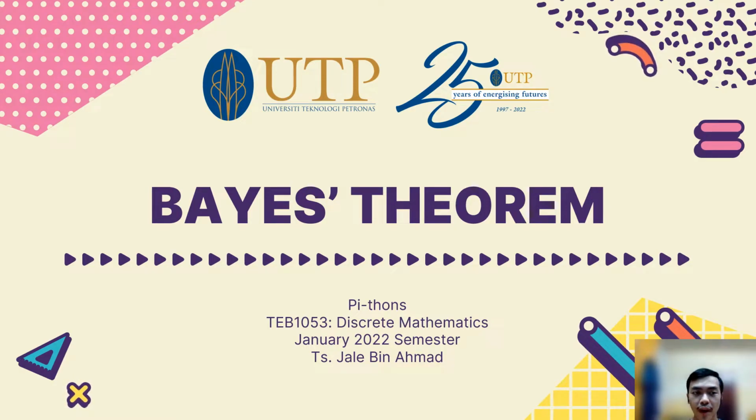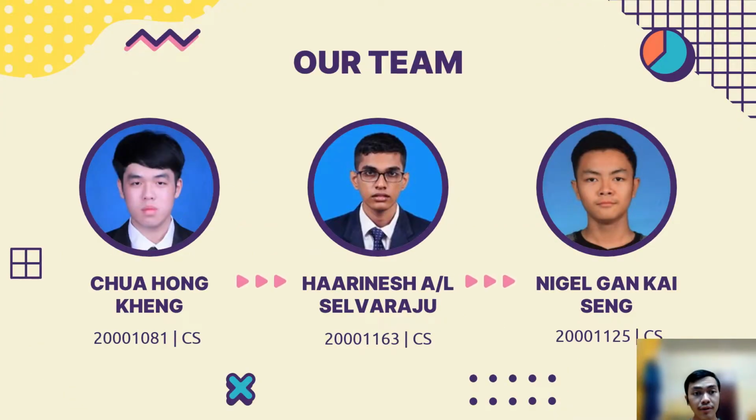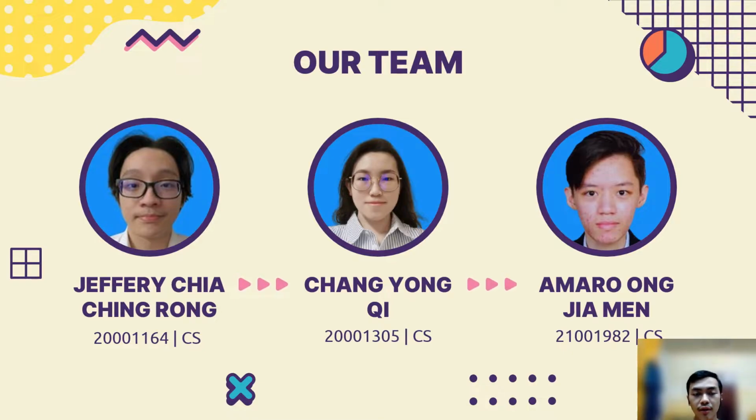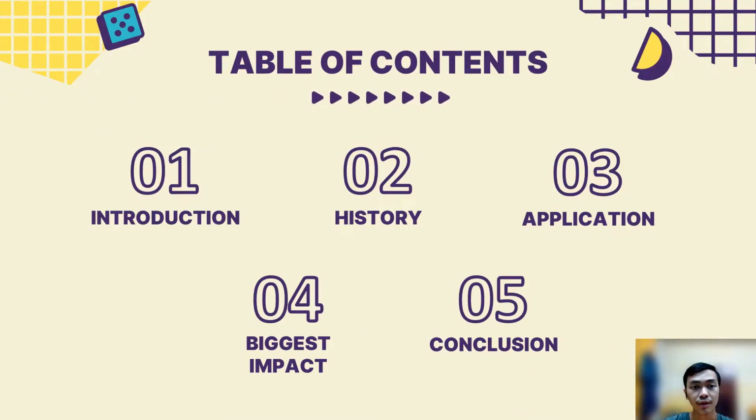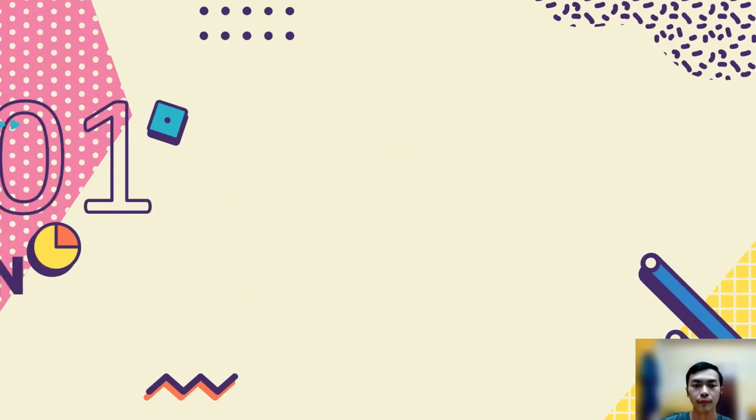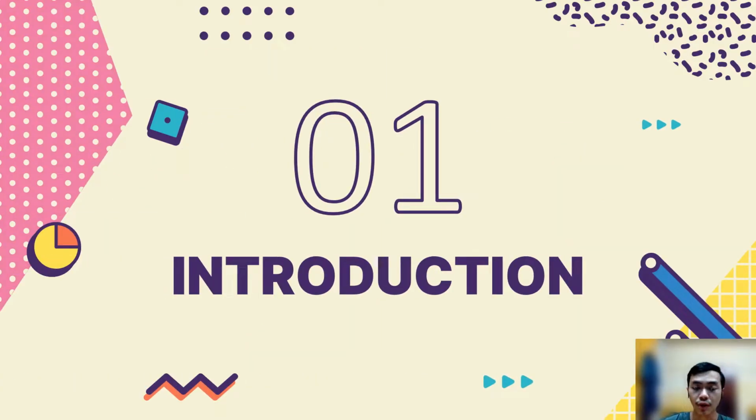We are from Pi-thons group and our topic for our discrete mathematics assignment is Bayes' theorem. Our team consists of 6 students from computer science. Here we have Chua Kheng, Haarinesh, me, Nigel, Jeffery, Chia, Chang, Yong, and last but not least, Amaro. Our presentation consists of 5 parts, which are introduction, history, application, biggest impact, and conclusion. Let's start off with the introduction to our topic.